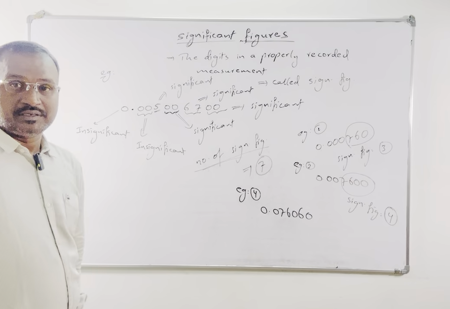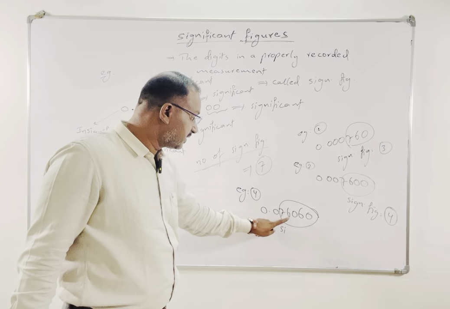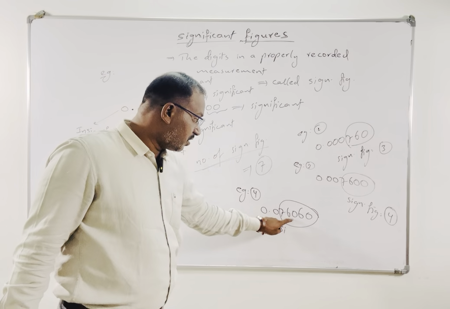Now let's look at this. This is insignificant, this is insignificant, and these all are significant, because if the 0 is present between non-zeros, that is also significant. Zeros between non-zeros and zeros after non-zeros are significant. Zeros before non-zeros are insignificant. So the number is 1 2 3 4 5. Number of significant figures in this example is 5.